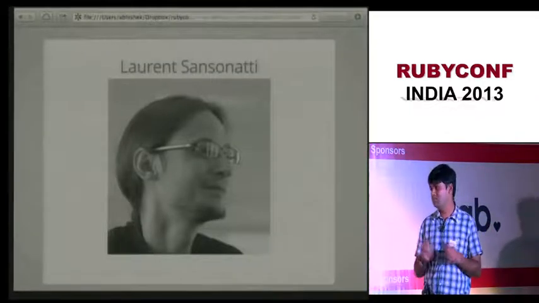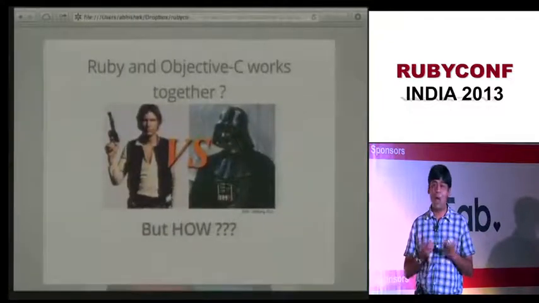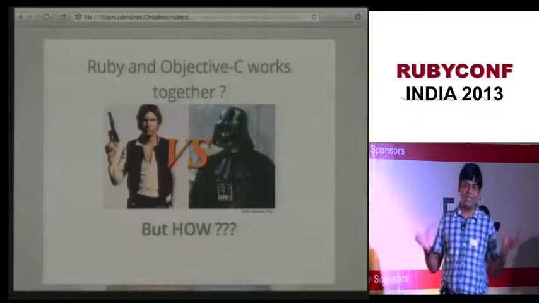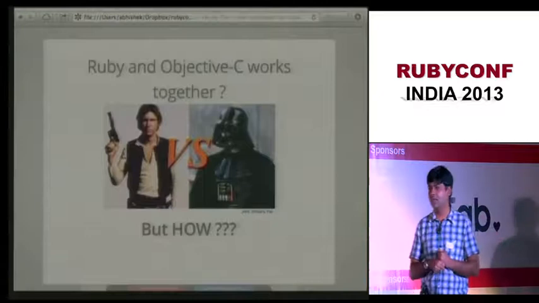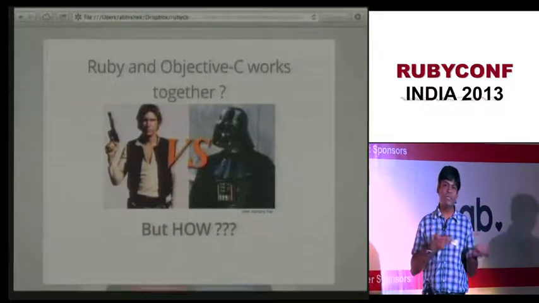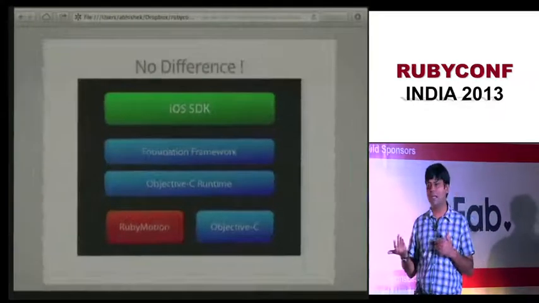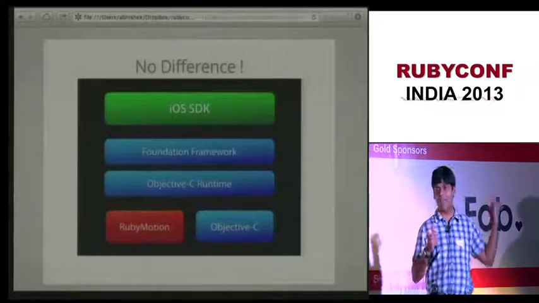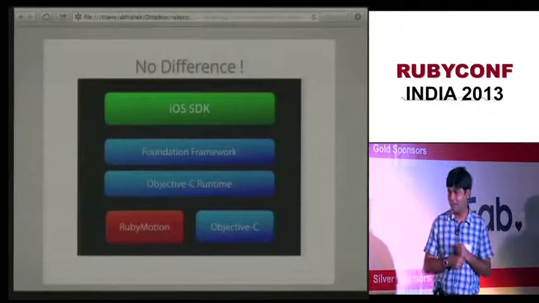So he is a person who made Objective-C and Ruby work together. But how did he do it? Is it possible? So how do Ruby and Objective-C work together? They are like enemies. How can they work together? Ruby is an interpreted language, Objective-C is a compiled language, and how can they work? So this diagram is the way it works.